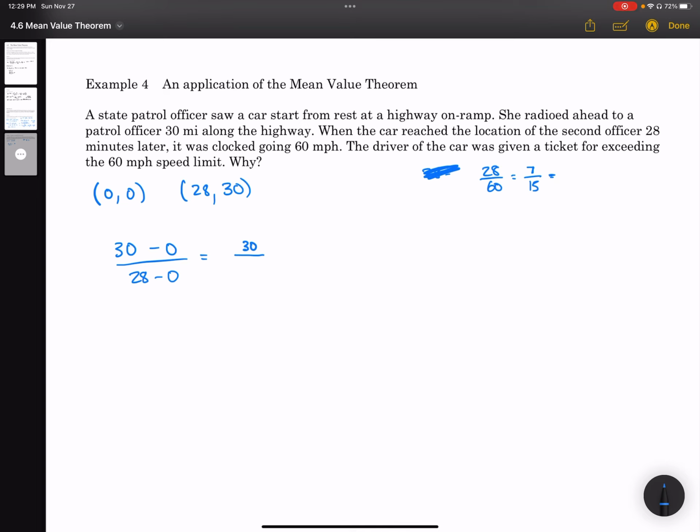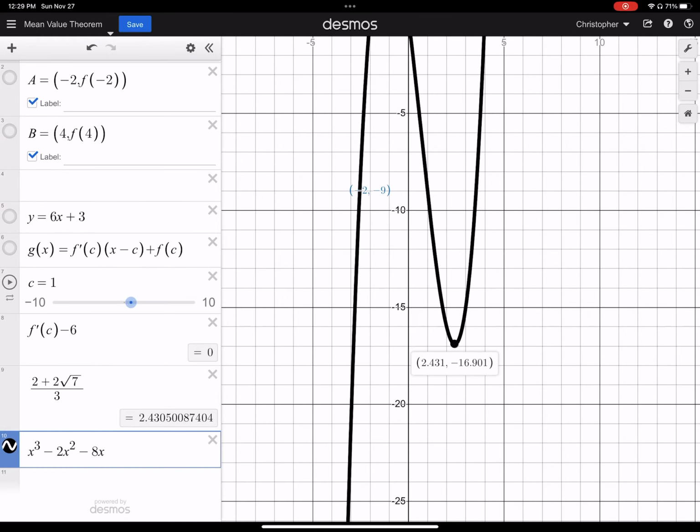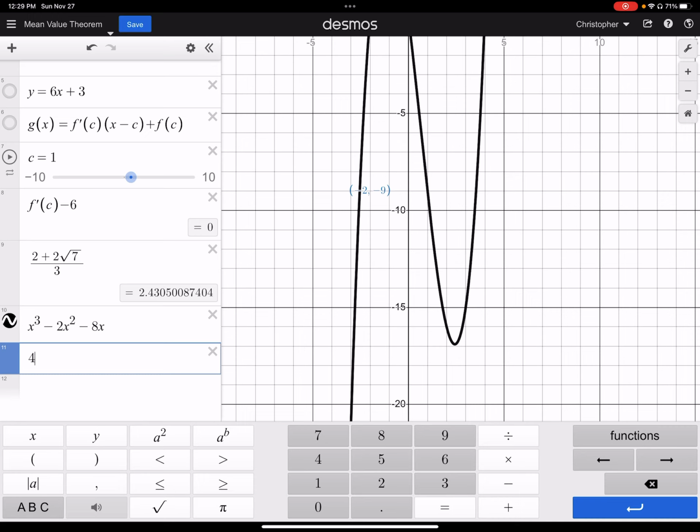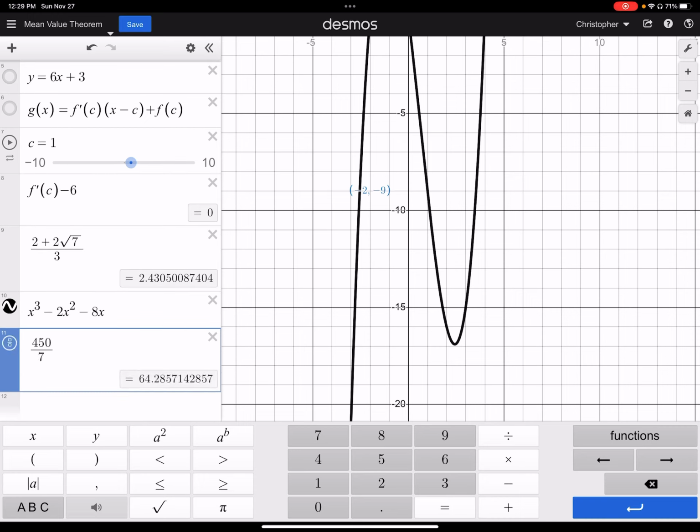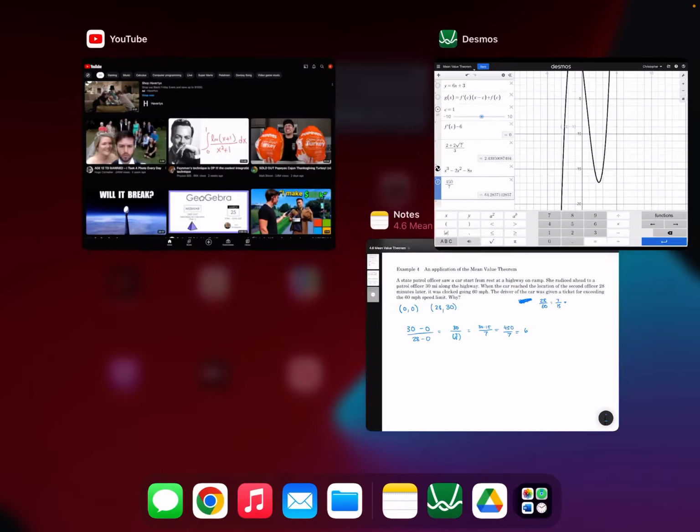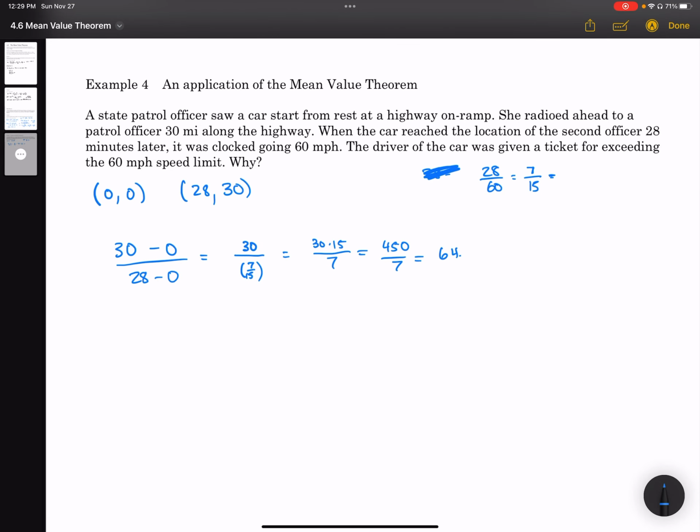The average rate of change is 30 miles divided by 7/15 of an hour. We convert both of these. So that's going to be 30 times 15, which is 450, divided by 7. Let's get a calculator. 450 divided by 7 is 64.3. So that is 64.3 miles per hour.